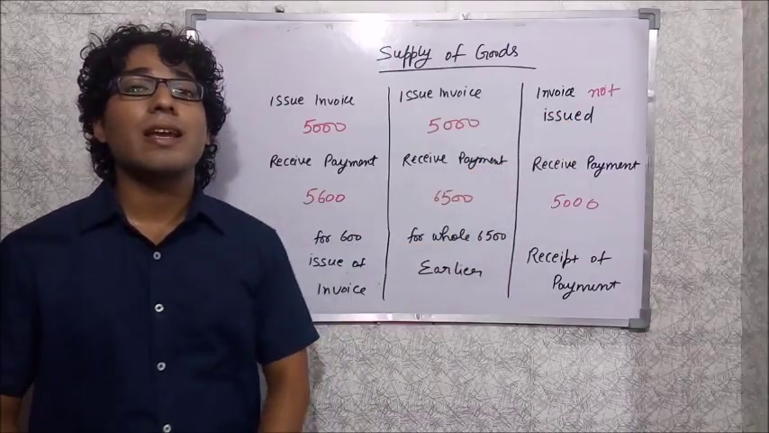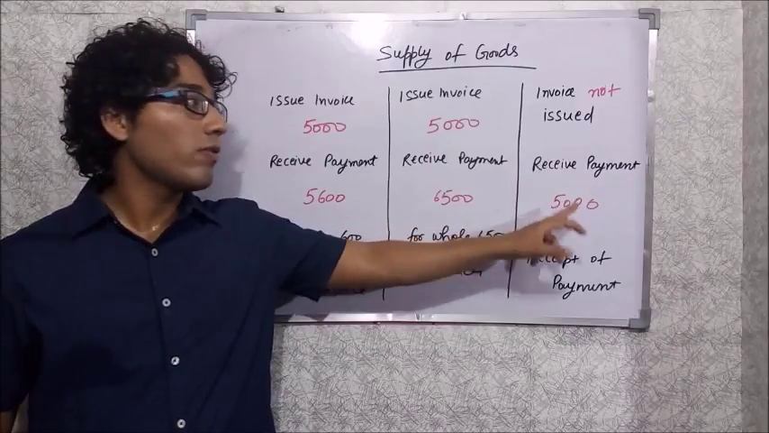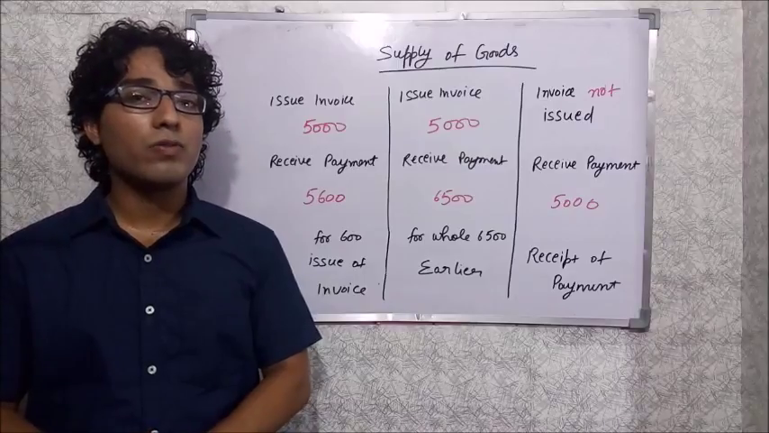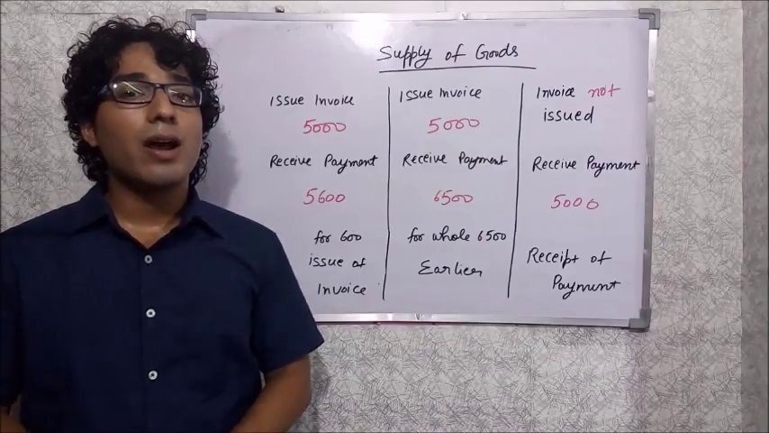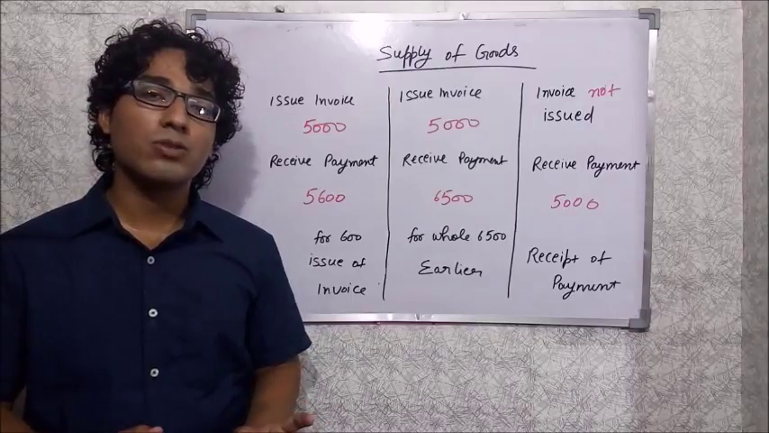And in the third situation, the invoice is not issued but the supplier received a payment of 5000 rupees. In that case also the proviso will not be applicable, because the proviso will only be applicable in case the supplier first issued the invoice.